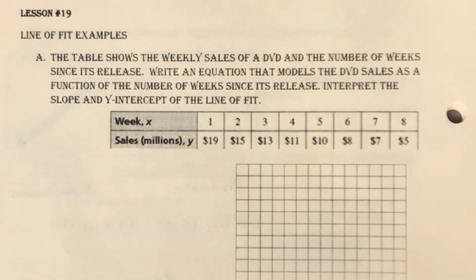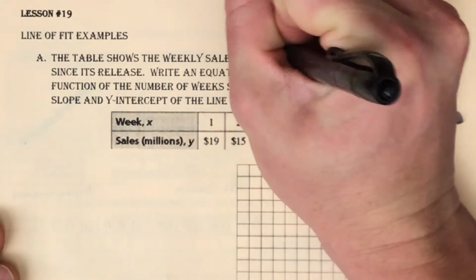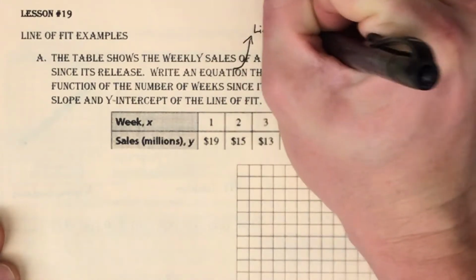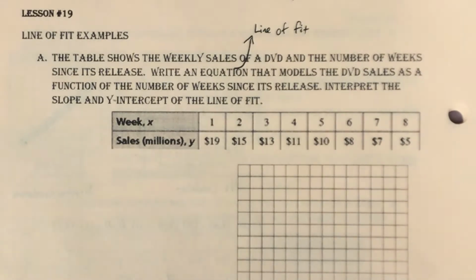This sounds really complicated, but it's really not that complicated. What they're really wanting us to do is figure out a line of fit. The equation that models this is going to be the line of fit. So when we're talking about this, and I'm just going to draw a little line up here, we're talking about line of fit. So this is that process, those 4 steps that we need to go through.